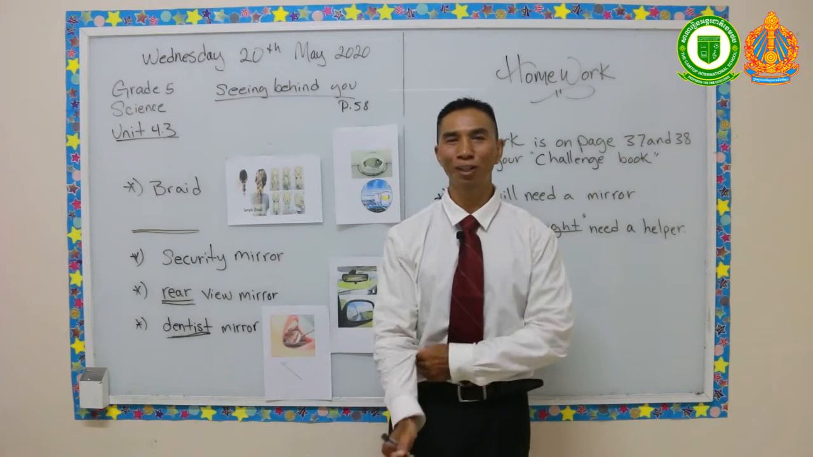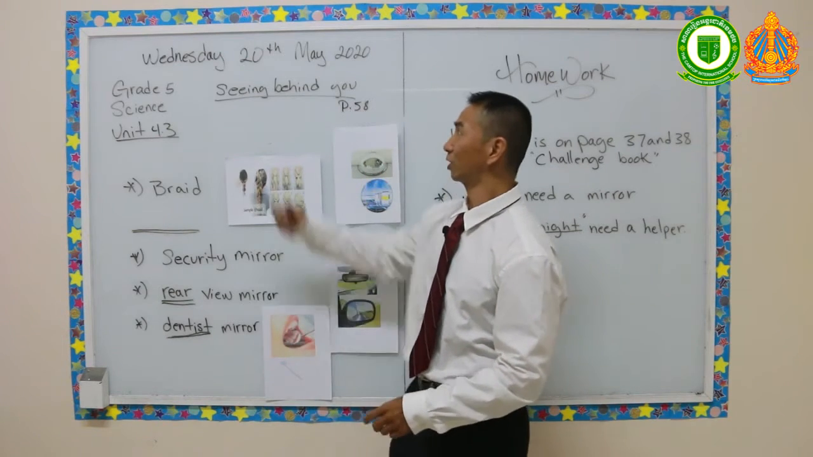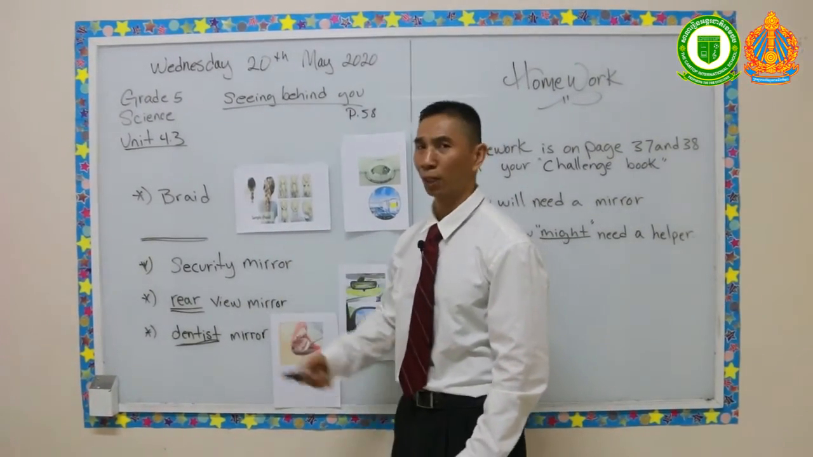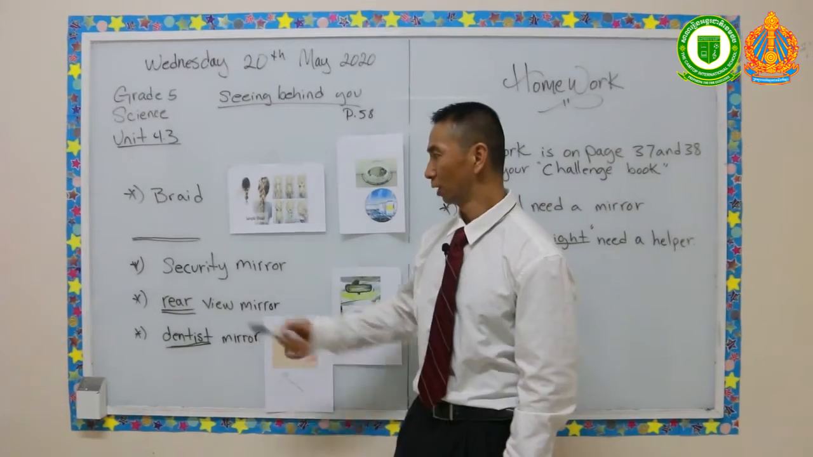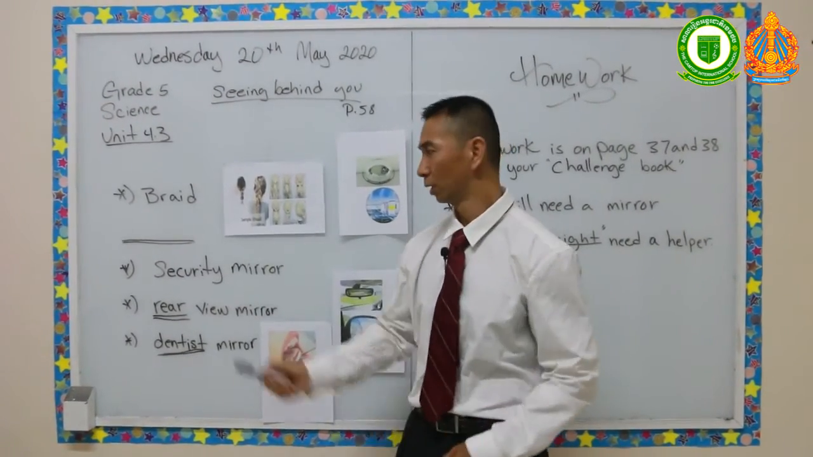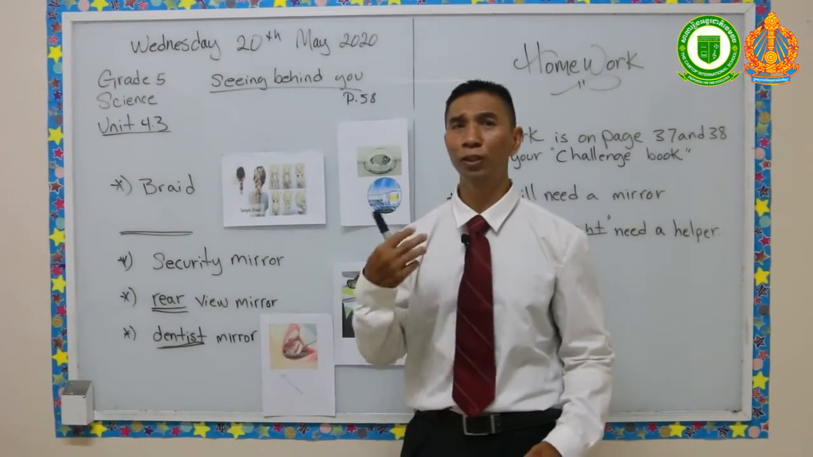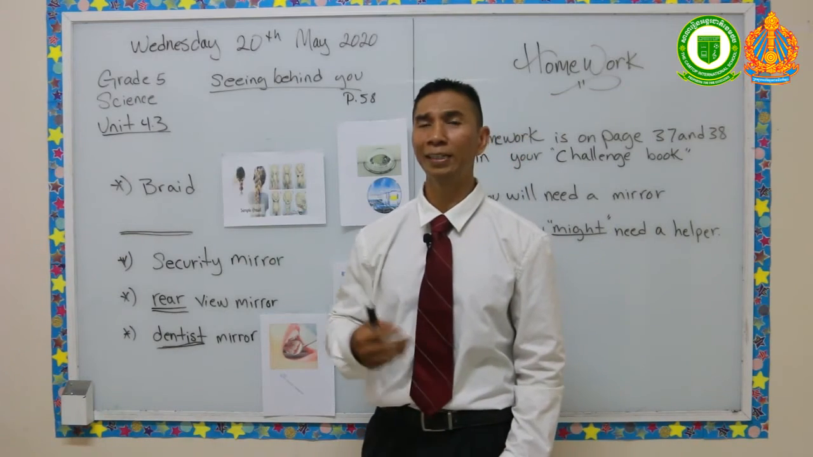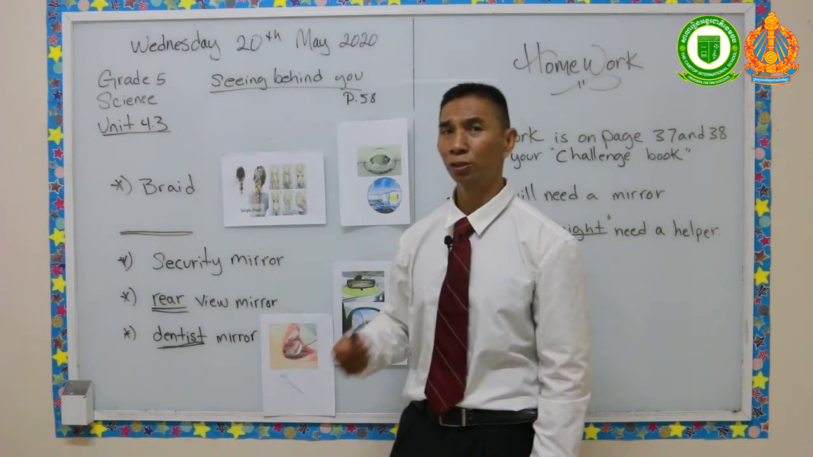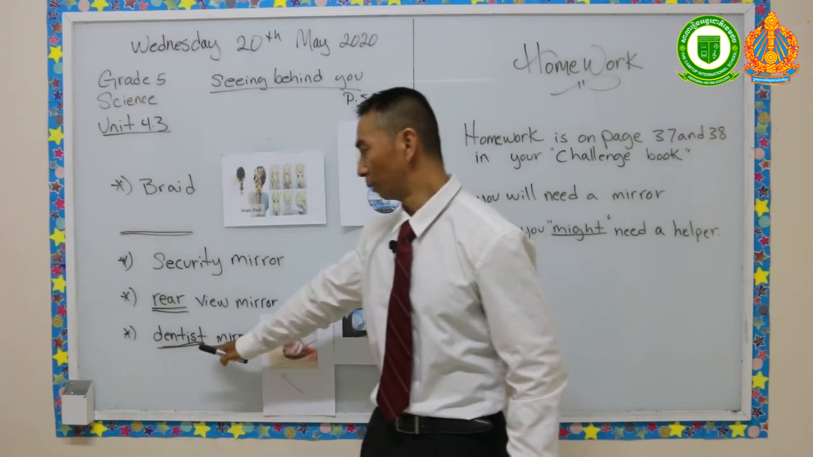Hello class, and welcome back to our last video for today's lesson. Today's lesson we talked about how to see behind us and the different kinds of mirrors that we can use to help us. Like security mirrors, what is the benefit of having security mirrors? Rear view mirrors, what is the benefit of those? And how do we use the rear view mirrors to see things behind us? And dentists, what do they use to see inside your mouth or to see different angles of your teeth? What kind of mirror do they use?